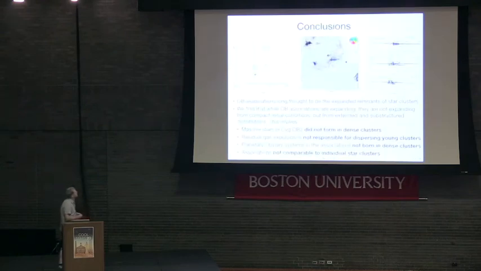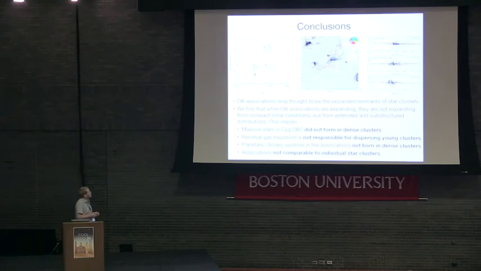So my conclusions: OB associations have long been thought to be the expanded remnants of star clusters. What we're finding is that while OB associations are expanding, they are gravitationally unbound, and so they will expand. They're not expanding from any compact set of initial conditions, but rather from an extended and highly substructured distribution. There are a number of implications for this. It means that all those high-mass stars in Cygnus OB2 didn't form in any particularly dense or massive cluster, and that's important for models of high-mass star formation.